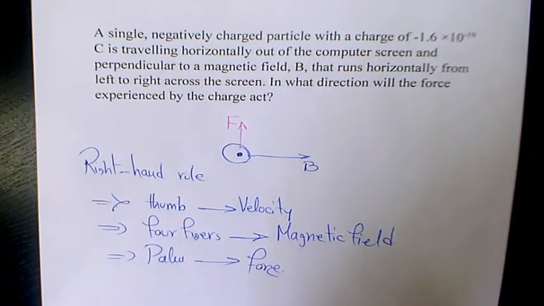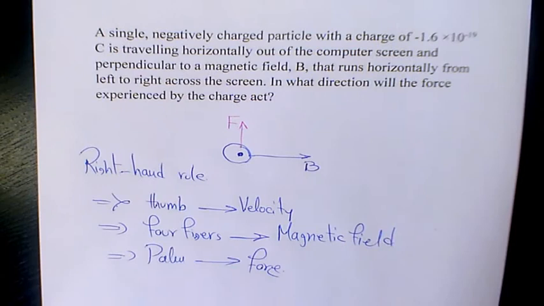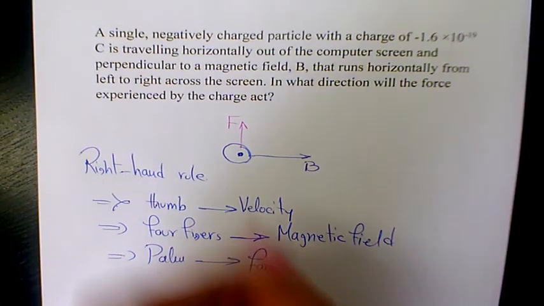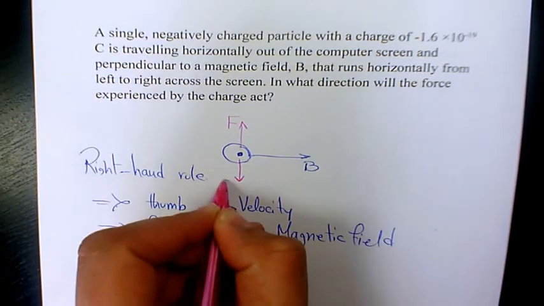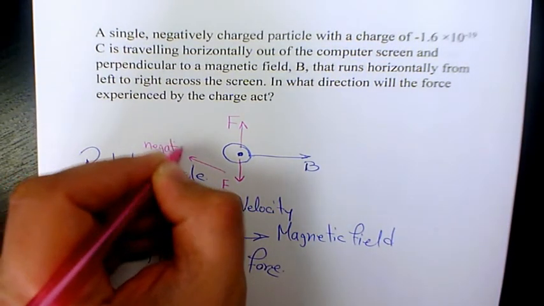But here we are dealing with a negatively charged particle. This is very, very important. If it was a positive charged particle, that would be correct. Force is going up. But since it is a negatively charged particle, it must go down for negative charge.